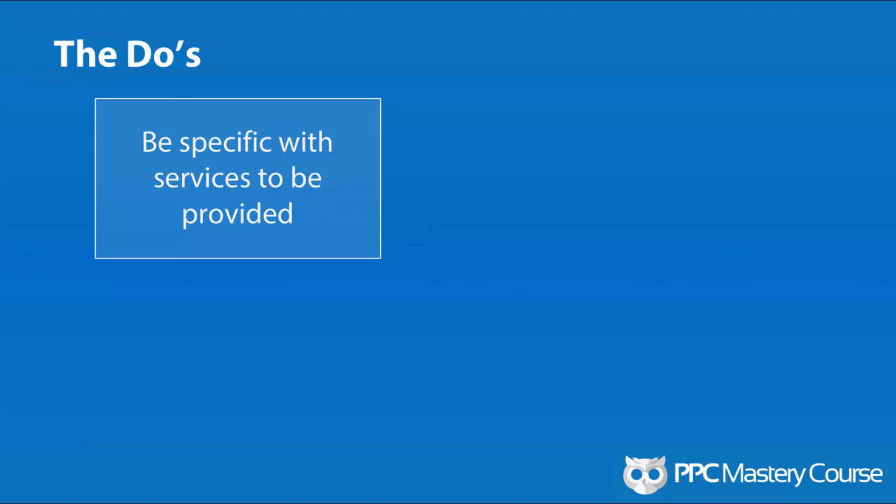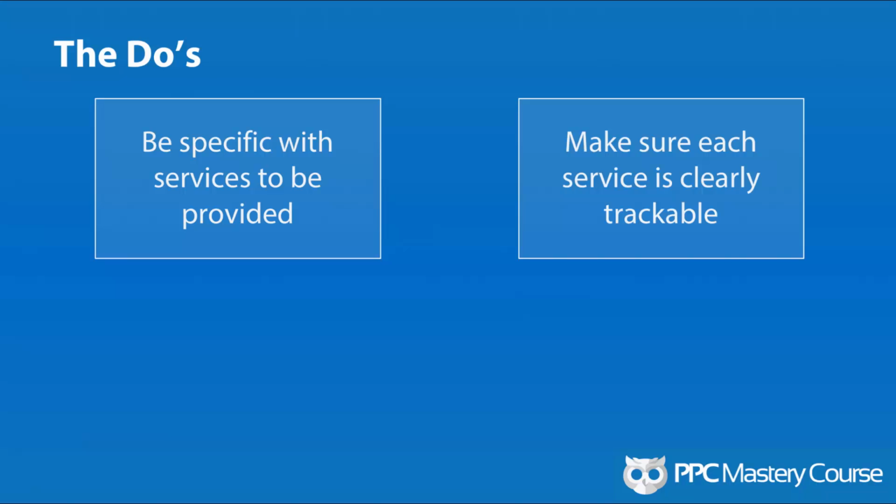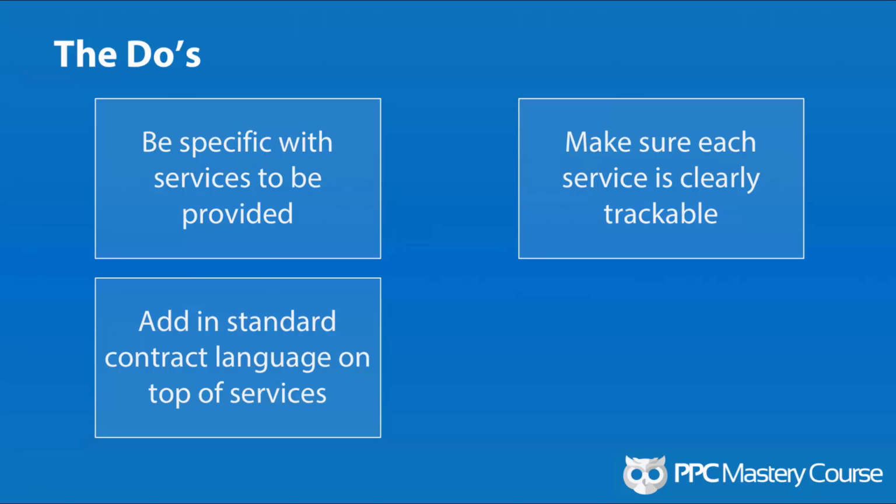Do be specific with the services you're going to be providing. Make sure that the services you say you're going to provide are something that you can easily check a box and say that this is possible. You can clearly say, yes, I did this. If you can't look at that line item in your contract and check a box that says, yes, I did this, then it's probably not a good line item. Do make sure that you add in standard contract language on top of the services you provide. The services you provide are generally a very small part of the contract.